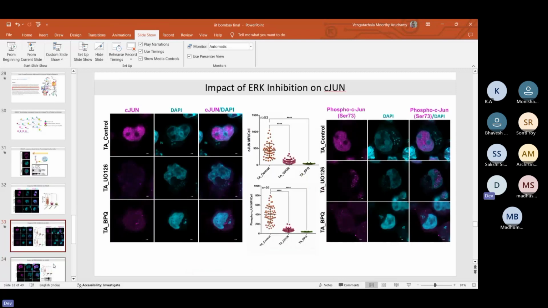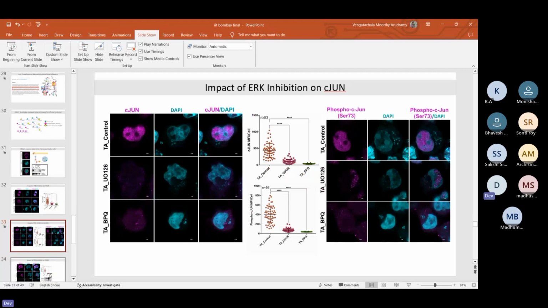Then our data was followed by other parasite and other host molecules. Here we have used C-Jun as well as phospho-C-Jun, the serine 73 position we have found from our phosphoproteome data. We are finding the same thing upon ERK inhibition: there is a drastic reduction in the C-Jun expression as well as phospho-C-Jun expression. And this graph represents the same thing, that is the quantification data.